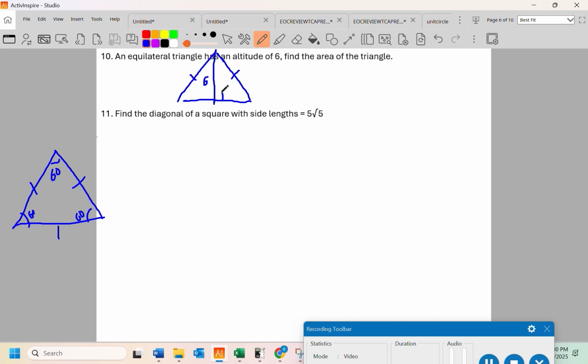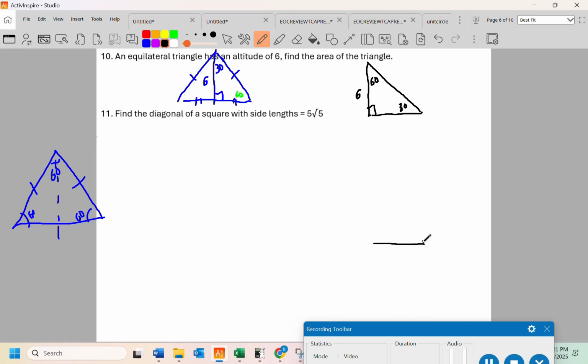When the altitude is drawn in, it bisects that side right there, cutting it into 2 equal parts, and it also bisects that 60-degree angle up top, making it 30 degrees, and making that the 60. So let's focus on this 30, 60, 90. It has a height of 6. And I would like to figure out the missing side length.